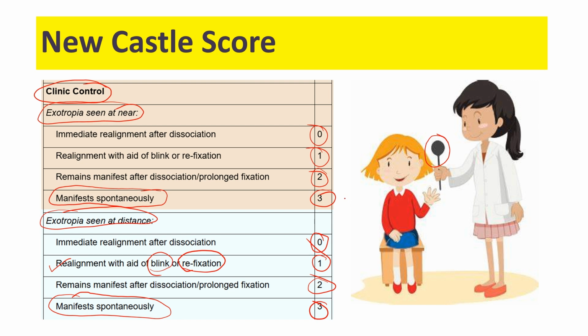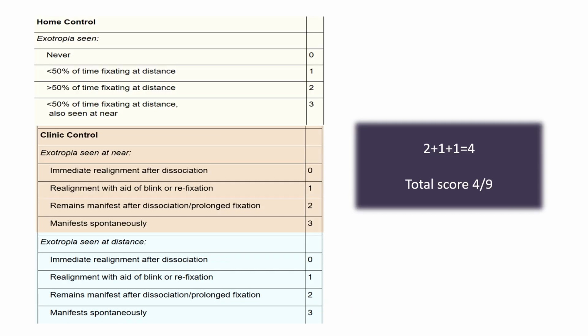It's quite intuitive if you look at it. If the patient already has deviation when he comes to you, a score of 3 is given. Then you dissociate the eyes and look for the realignment of the eyes. If the patient is able to realign immediately, a score of 0 is given. If it takes the patient a blink or fixating at something, a score of 1 is given. And if the patient is not able to realign his eyes after your dissociation, then a score of 2 is given. So in the end, you add up all of these scores and give a total score.